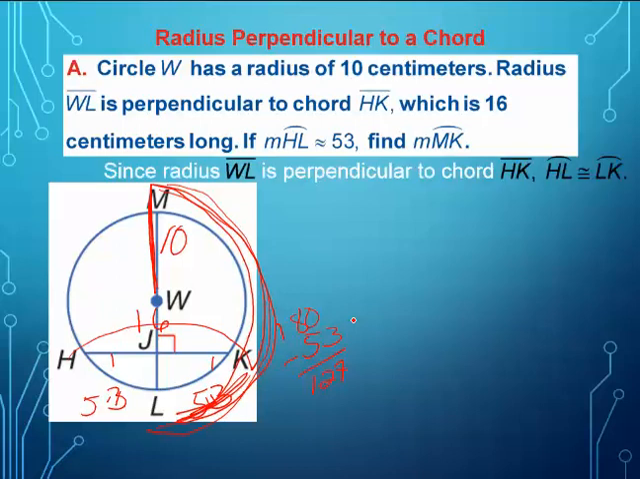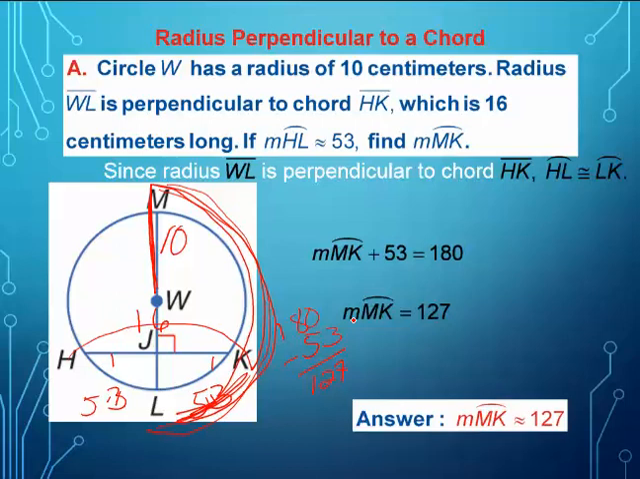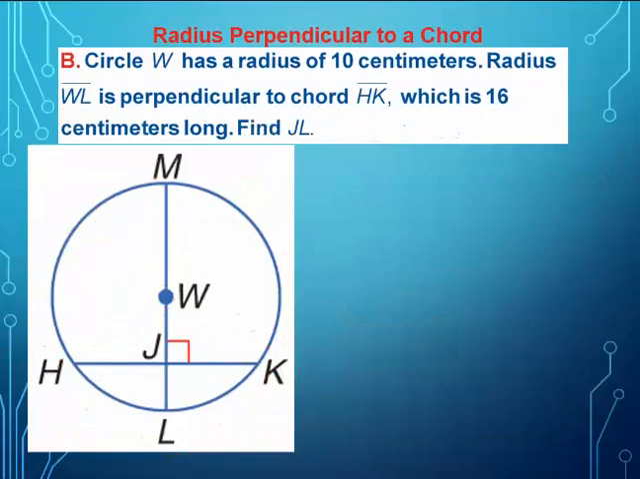Okay, so here it is all written out. Since radius WL is perpendicular, then I know that arc HL is congruent to LK, which I already marked. Together, those two arcs equal 180, so when I subtract them, I get 127. Let's do another one.